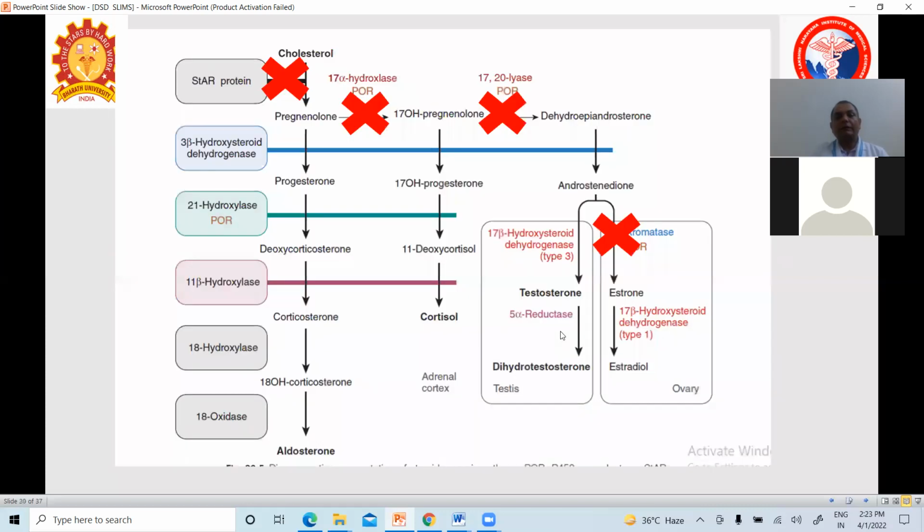Coming to androgen biosynthetic defects, this slide is very, very important. There are 5 key enzymes involved here. You can see the StAR protein and the POR enzyme, the P450 oxidoreductase enzyme. Another is 17 alpha hydroxylase, 3 beta HSD dehydrogenase, 21 hydroxylase, and 11 beta hydroxylase.